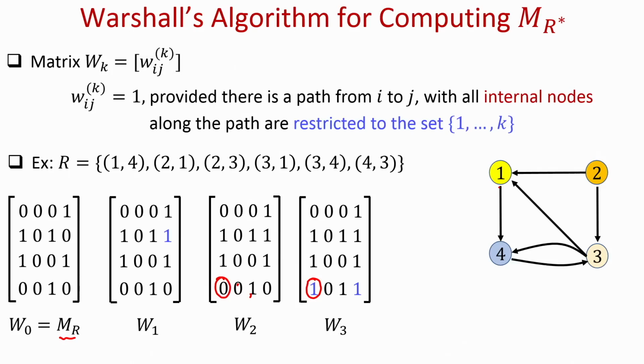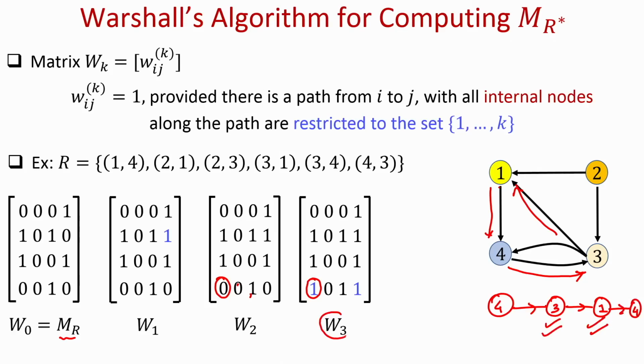And why so? Because you see here that I do have a path from node 4 to node 1, and the path is as follows: you go from 4 to 3, and you go from 3 to 1. And what are the intermediate nodes here? The intermediate nodes are 3 and 1, and 3 and 1 are allowed to be intermediate nodes when you are considering matrix W3.